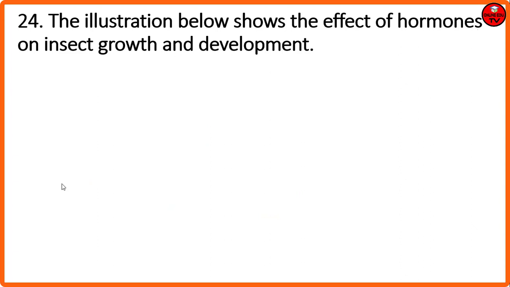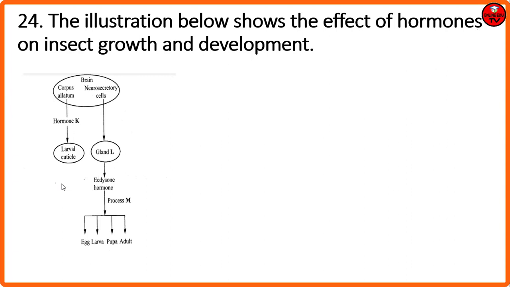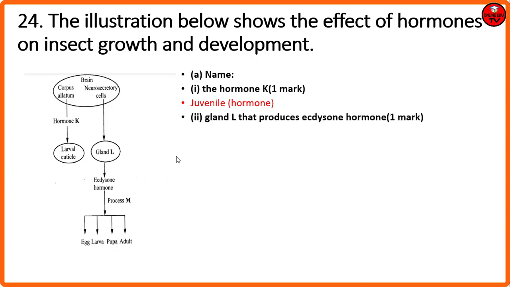The illustration below shows the effect of hormones on insect growth and development. We have the brain, the corpus allatum, the neurosecretory cells. We have the hormone K, larval cuticle, G and L, ecdysone hormone, process M, egg, larva, pupa, and adult. Go to the question. Name the hormone K. Hormone K from the corpus allatum to the larval cuticle is juvenile hormone.